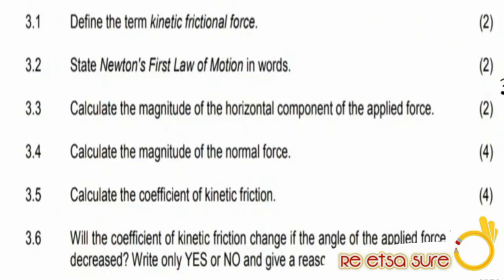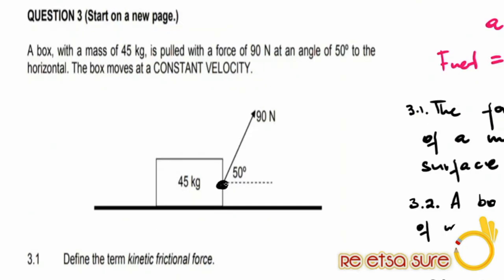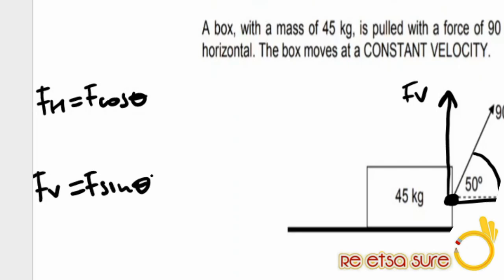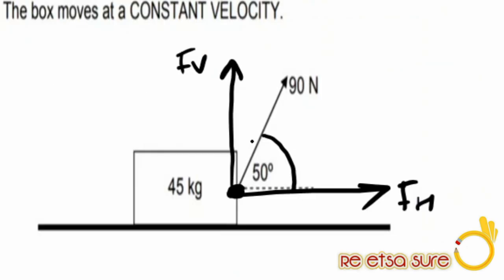But the question says we must determine the horizontal what? Components. So my horizontal components will be facing in this direction. This is my F horizontal, and then I will be having the force vertical. The angle that is given to us is measured from the x-axis, meaning when I determine the F horizontal will always be F cos theta, and then force vertical will always be F sin theta, only if our angle is measured from the x-axis.